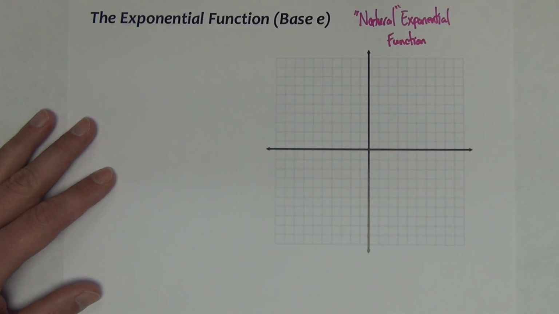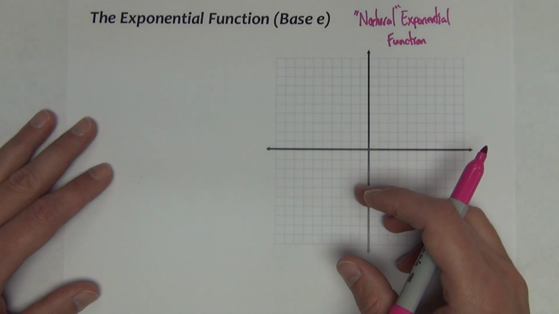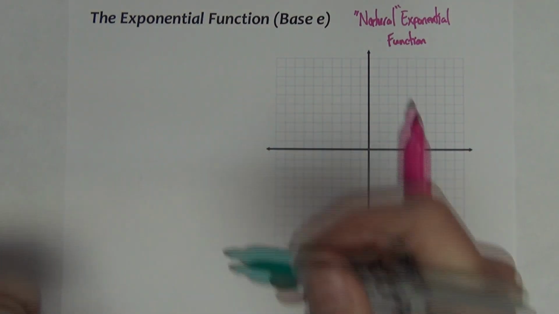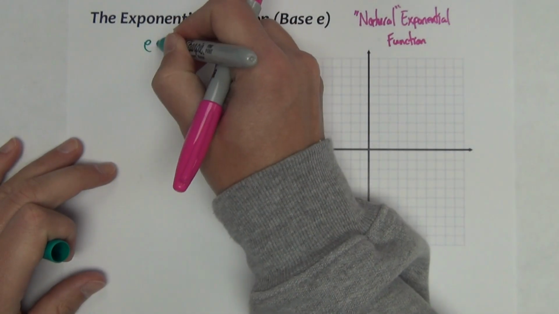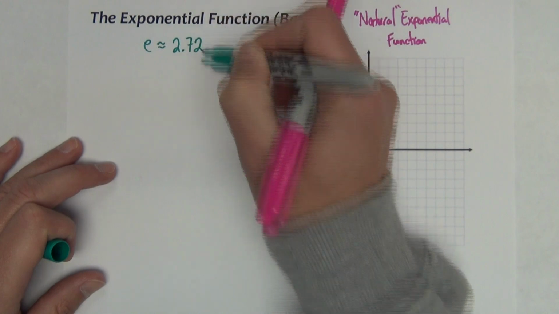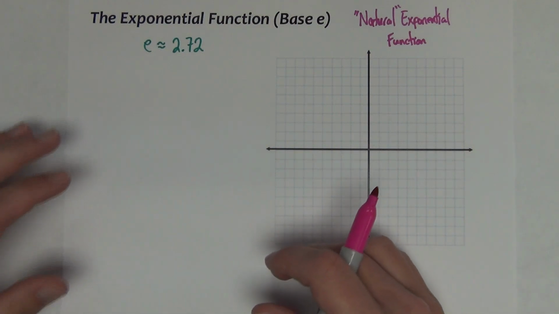I may, if I have time, create a video that just shows the development of this number e, and if I do, I'll link it from this video so you can watch that if you're interested and you want to know. For the purpose of this slide, we're just going to use the approximation that e is about 2.72. E, as we're familiar with, is an irrational number, an irrational decimal that doesn't repeat, so it's just rounded to 2 decimal places.